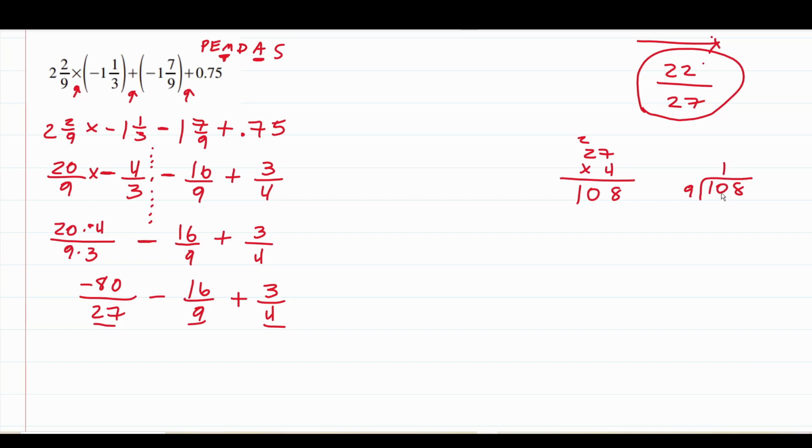9 goes into 10 one time without going over. 9 times 1 is 9. 10 minus 9 is 1. Drop down this 8. 9 goes into 18 two times. So 27 and 4 share a common factor of 108, and 9 also goes into 108 12 times. So we're going to rewrite all these fractions such that they have a common denominator of 108. All right, so let's go ahead and work on doing that.